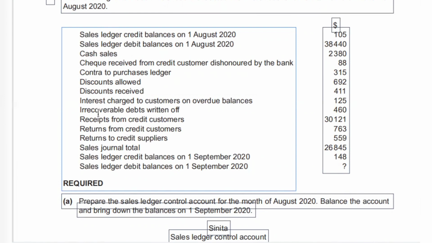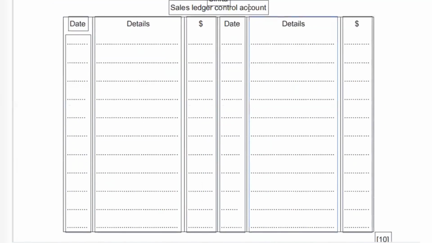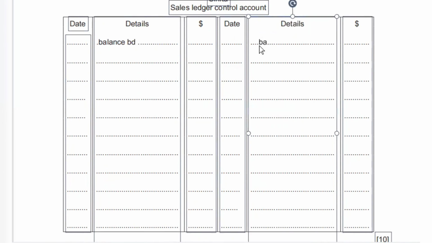Then we have irrecoverable debts. Then we have receipts from the credit customers, returns from the credit customers. Then we have sales journal totals, that is the credit sales. Then we have the sales ledger credit balance and debit balance, that is the closing balance. So we are required to make balance b/d and debit and credit balance. Balance b/d, that is on 1st August.